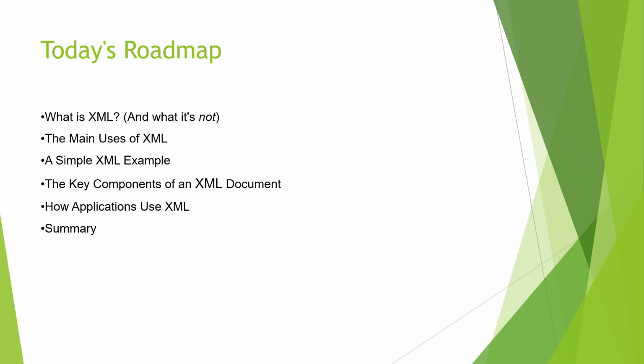Then, we will look at a simple XML file together and break it down piece by piece, looking at its key components. We will also cover the golden rules that every XML document must follow. And finally, we will see how a software application, like one written in Java or Python, actually reads and understands an XML file. By the end, you will have a really solid grasp of the entire concept of the introduction to XML.